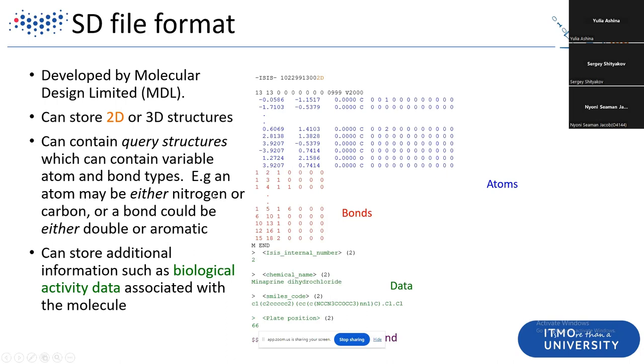Atoms and bond types. For example, as shown here, you get information about the atoms, then information about the bonds, then you also have the SMILES and chemical information, the chemical name of the data, the ISIS internal number, and there are also some additional parameters, like information on where this file was downloaded from. Sometimes it's also included as header information.